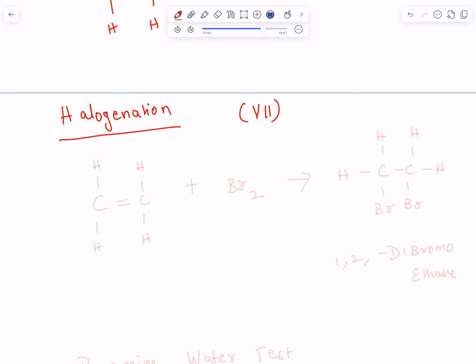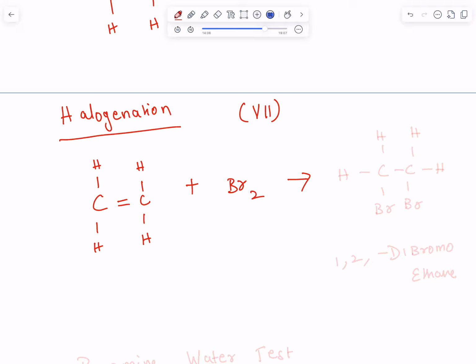Now, halogens are diatomic molecules. So your group 7 elements, the chlorine, bromine, iodine, fluorine, all of them are halogens, and they are diatomic. What does it mean as diatomic? It means each molecule of the halogen has 2 atoms.